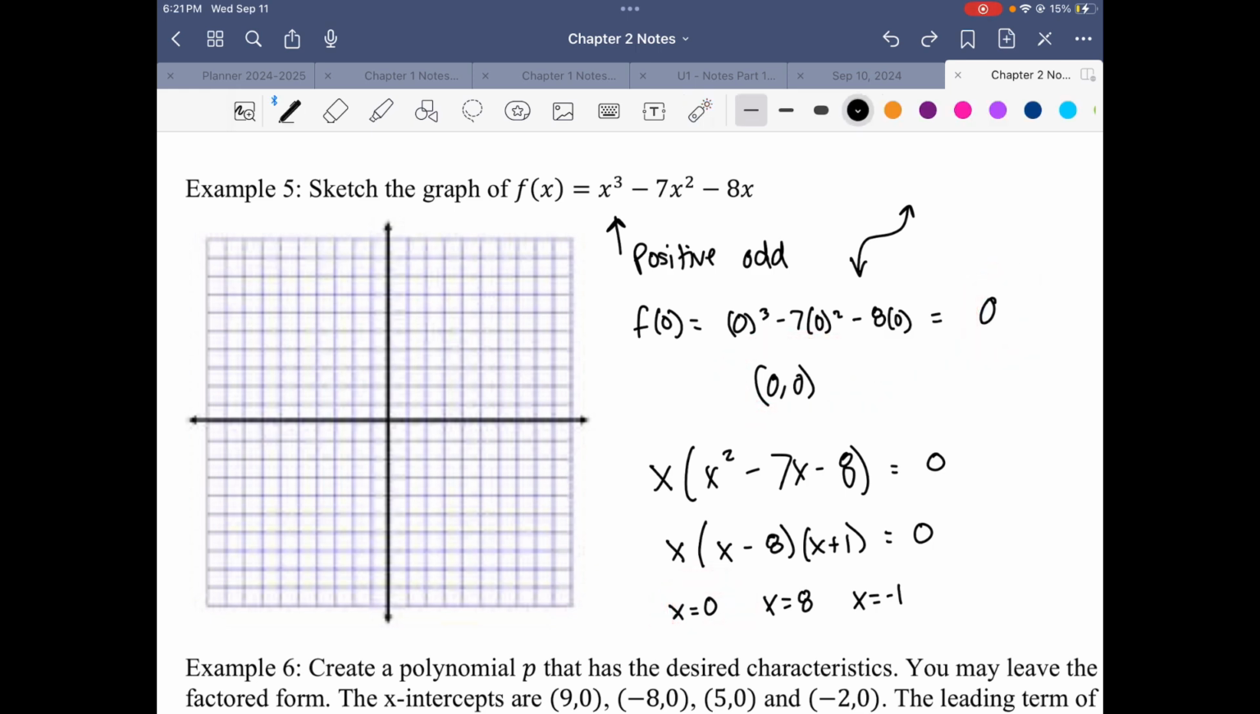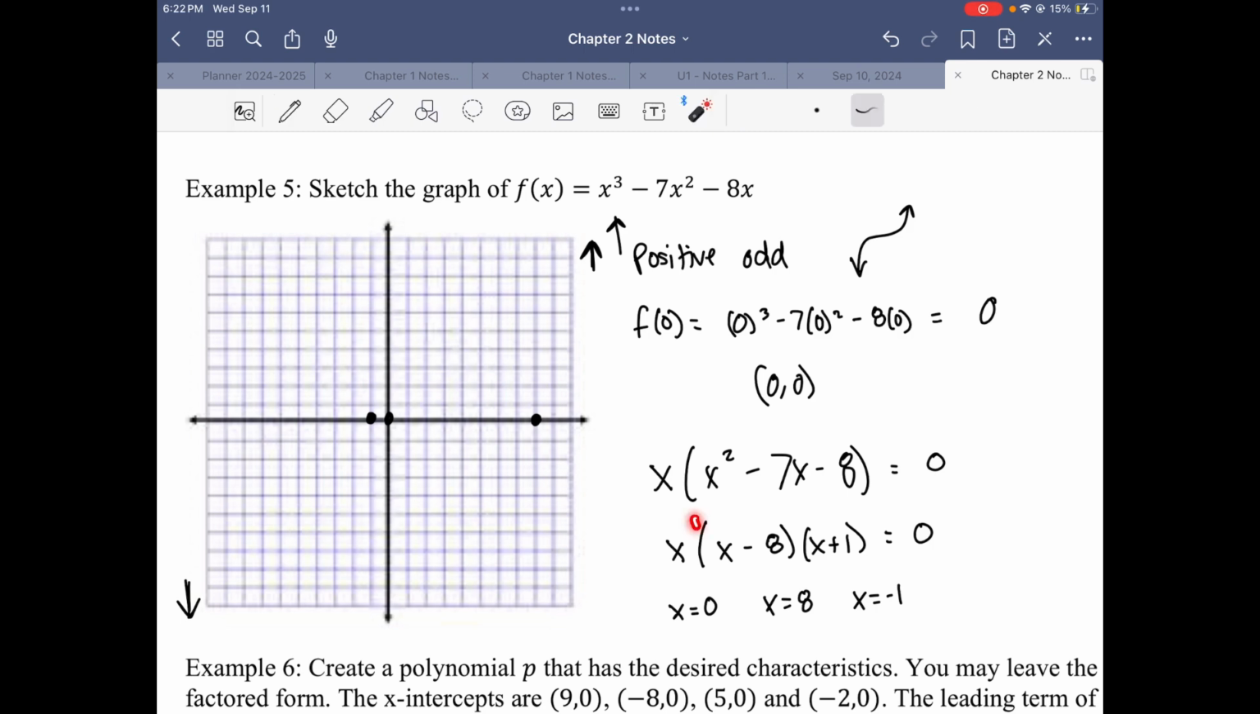So let's go ahead and use all of that information now to put it on a graph. I'm going to put little notes to myself about where my end behavior is going to end up. I'm going to put a point on negative 1 for my x-intercept there. I'm going to put a point on 0 for my x-intercept there. And I'm going to put a point on 8 for my x-intercept there. Now, the y-intercept is already there because I did it with my x-intercepts. Okay. Now, I'm going to think about multiplicities.